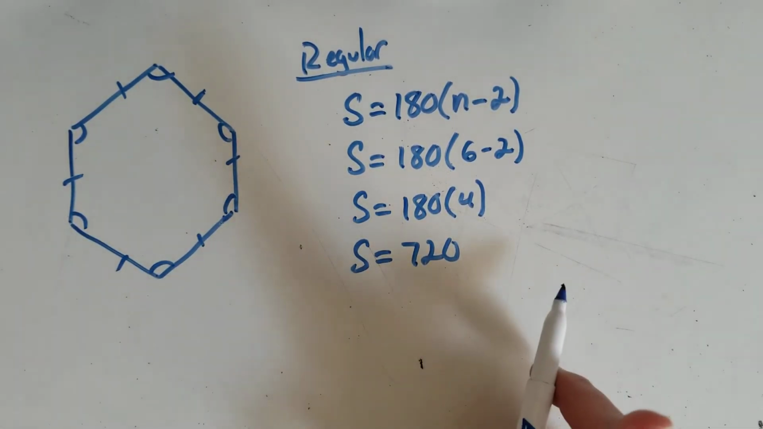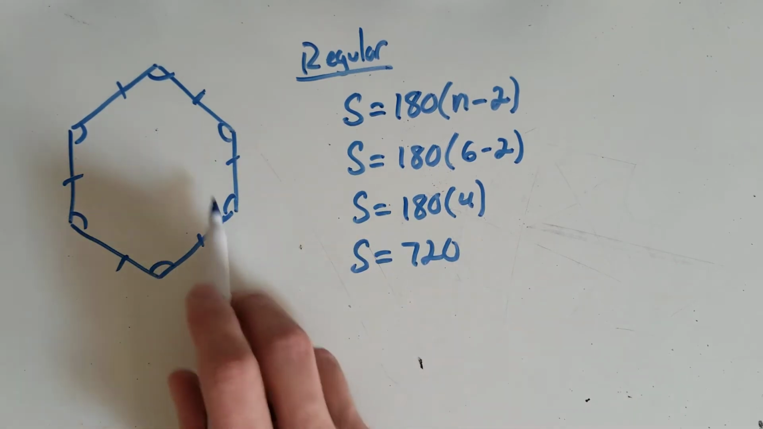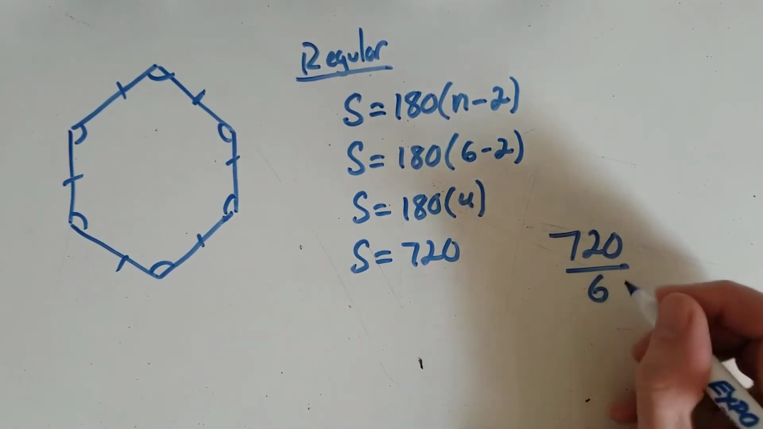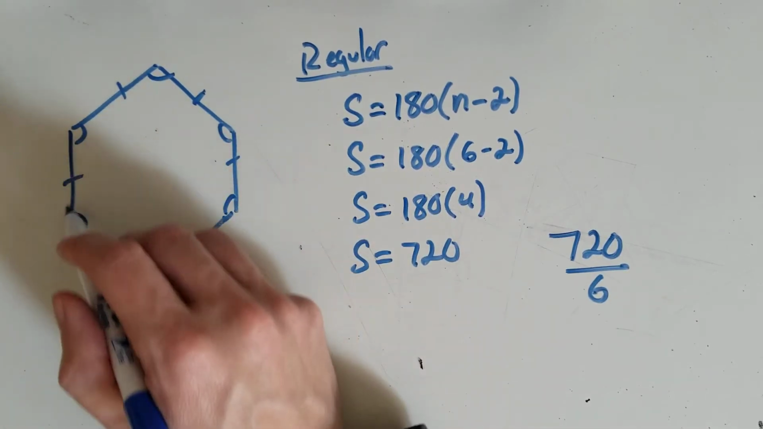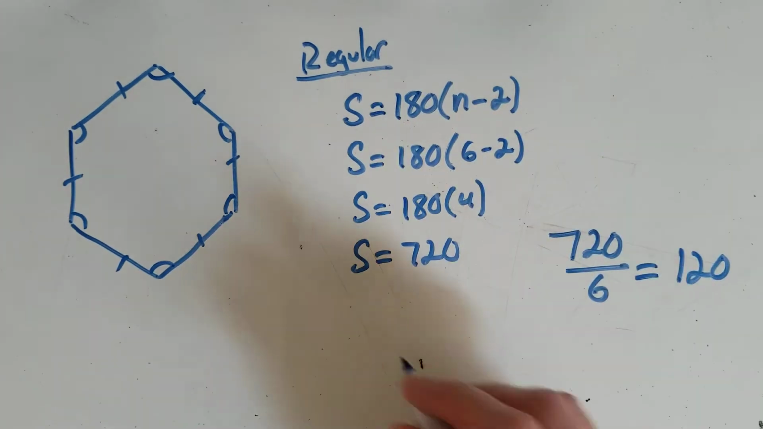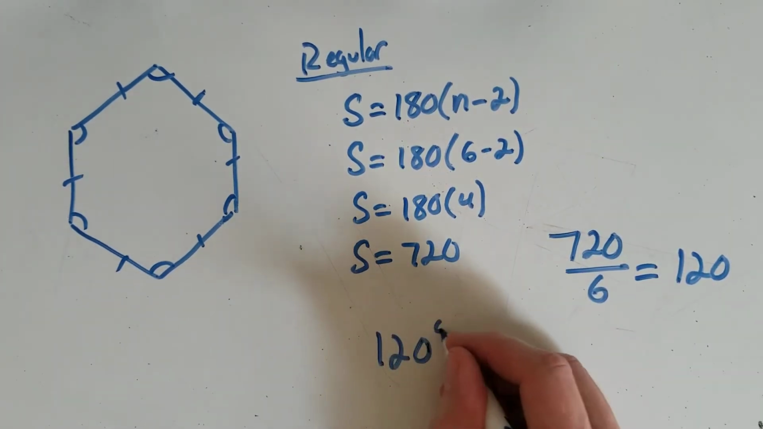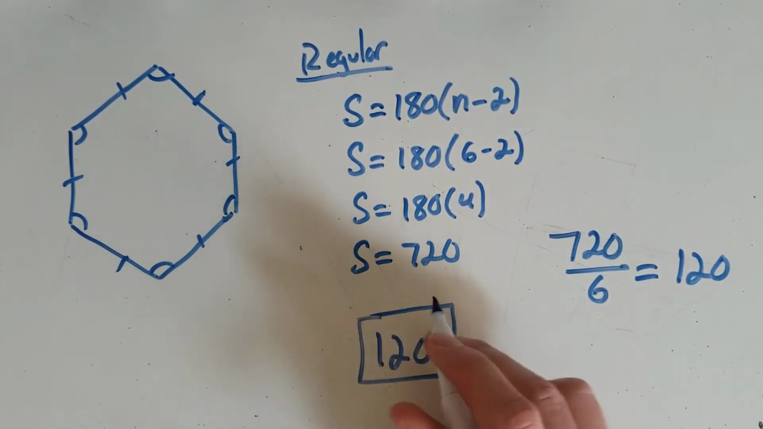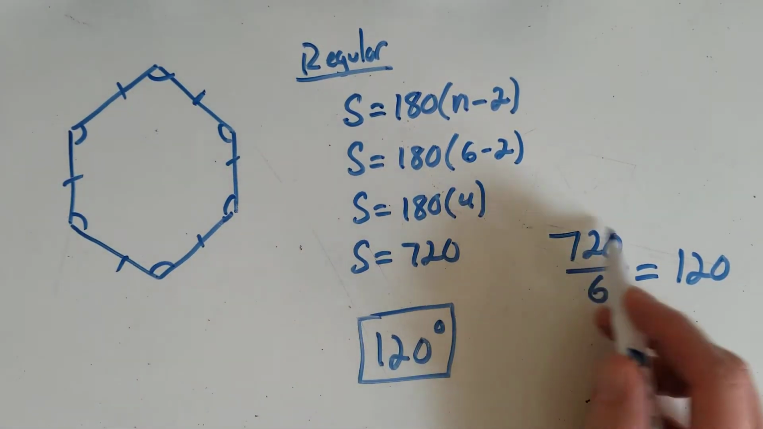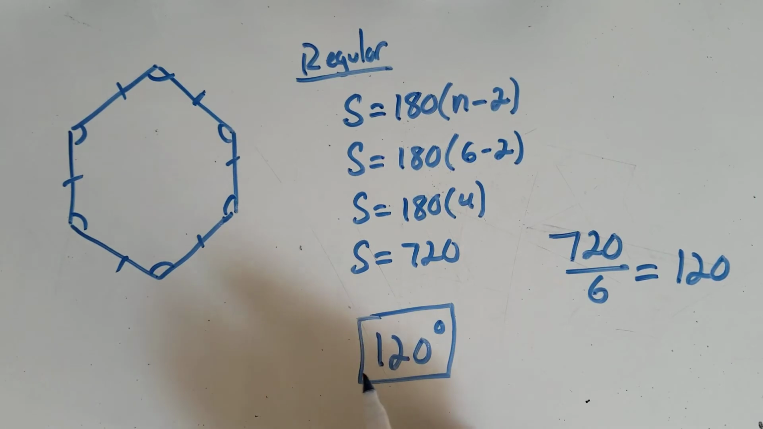But if we want to find one of them, well, we know they have to be the same. So we're going to take that 720. We're going to divide it by 6 because there's 6 angles. They all need to be the same. And when we do that, we should get 120. So when you add up 120 plus 120 all the way around, you get 720. They're all equal to 120.